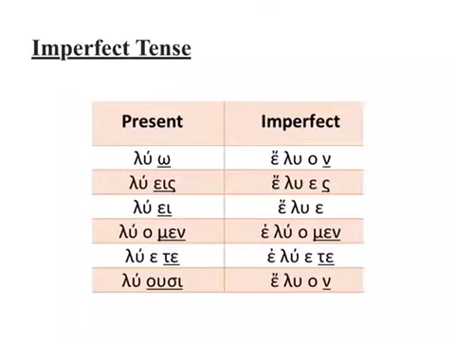So if we look at this, we could say this after me. It's the luo paradigm for both present and imperfect. So here we go. Luo, lues, lue, luamen, luete, luusi, eluan, elues, elue, eluamen, eluete, eluan. Pretty simple.